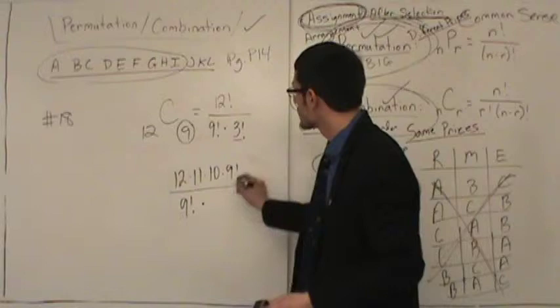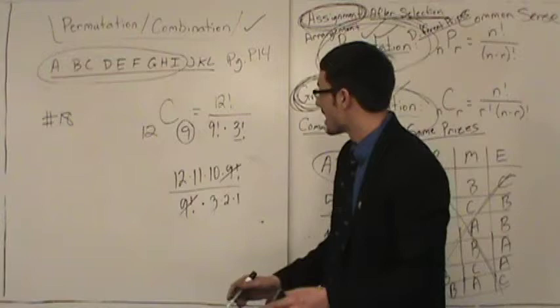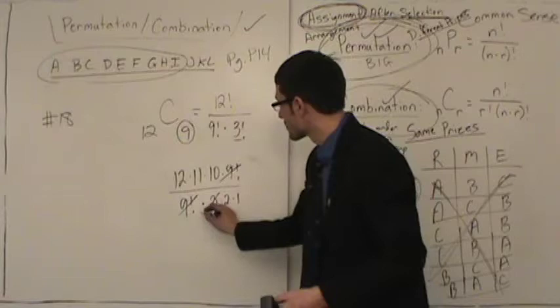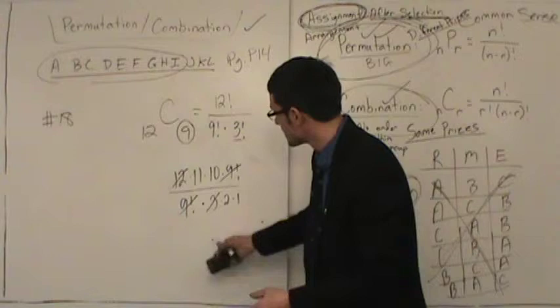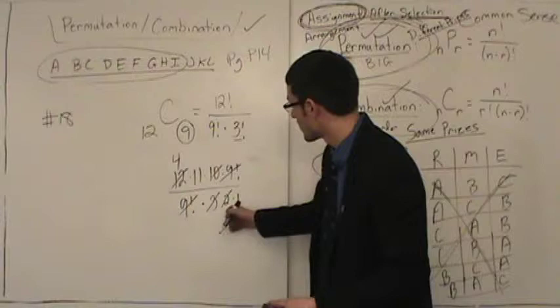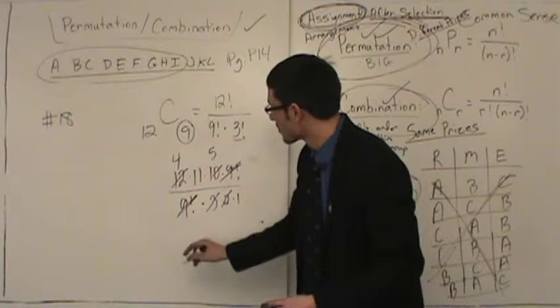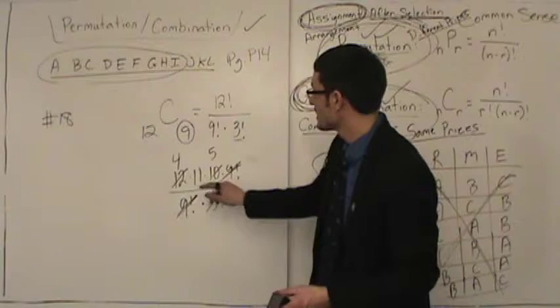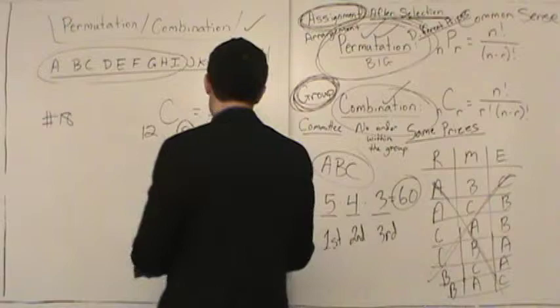Cancel your 9 factorials. Did we cancel 9 with 9? No, we canceled a huge number with a huge number. Now, cancel 3 with 12. Divide them each by 3. 3 divided by 3 is 1, and we don't write the 1 because it's redundant. 12 divided by 3 is 4. Cancel 2 with the 10. 2 divided by 2 is 1, we don't write the 1. 10 divided by 2 is 5. Reminder, when you cancel the 9 factorials, you also got 1 and 1, which we did not write. Lastly, we have 4 times 5 is 20, times 11 is 220. There are 220 groups of 9 in 12.